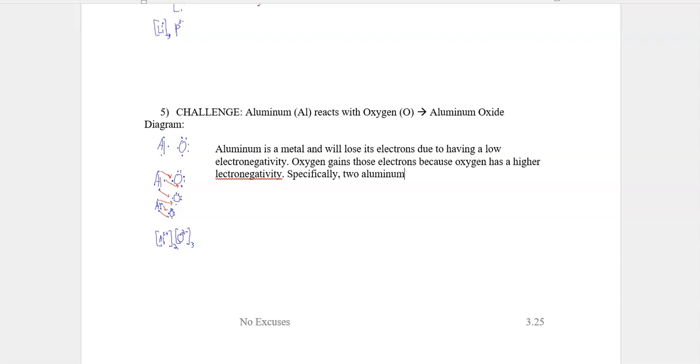2 aluminum atoms each give 3 electrons to 3 oxygen atoms. I'm going to put a colon here to clarify. Oxygen gains 2 electrons each.